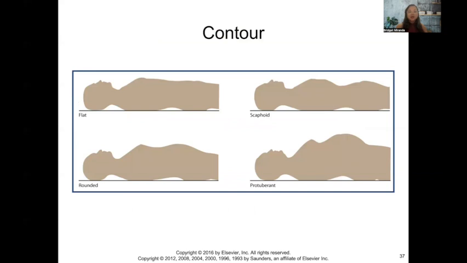Here are 4 examples of ways to describe contour: protuberant, scaphoid, flat, and rounded. And flat and rounded are usually what you'll see most of. So make sure that you're charting appropriately and be familiar with these types of contour configurations for your exam.